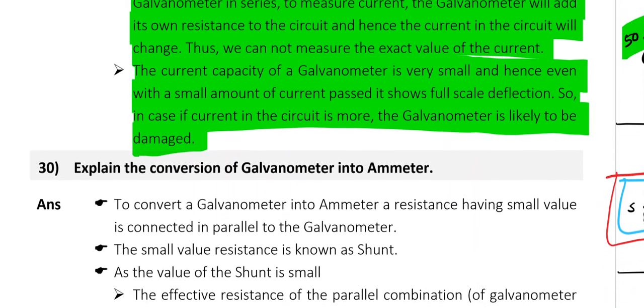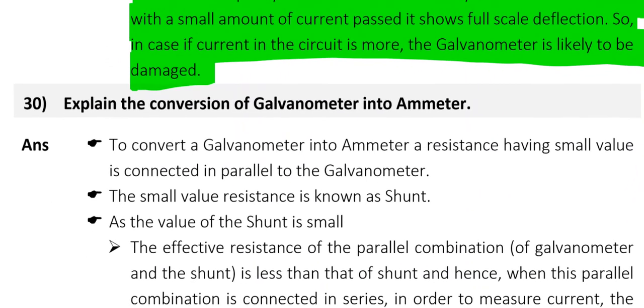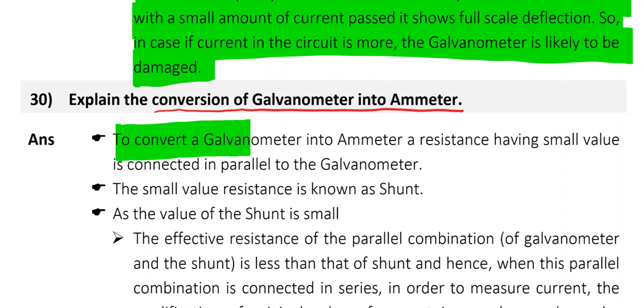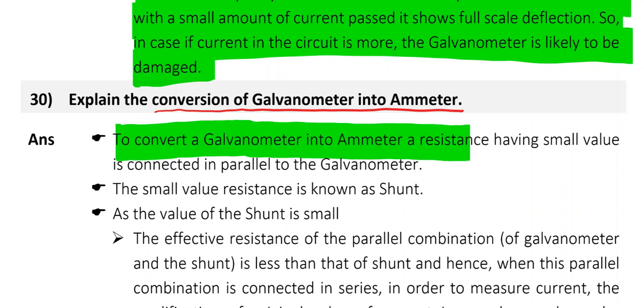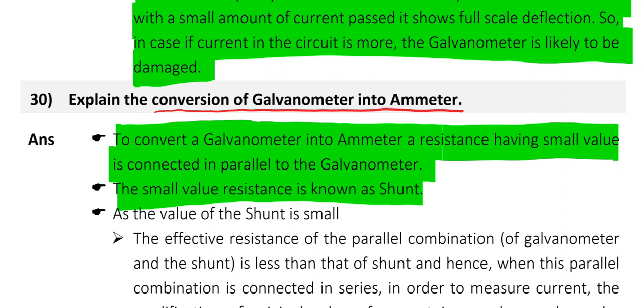So how do we do that? How do we use it as ammeter with slight modification? And that is our second question. Explain conversion of galvanometer into ammeter. What you can do in galvanometer so that you can measure current with it. So to convert a galvanometer into ammeter, a resistance having small value is connected in parallel to the galvanometer, and such small value resistance is called shunt.